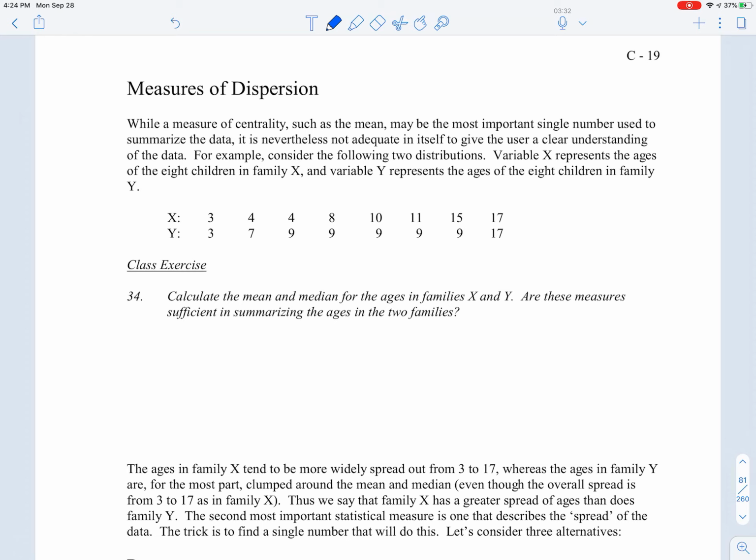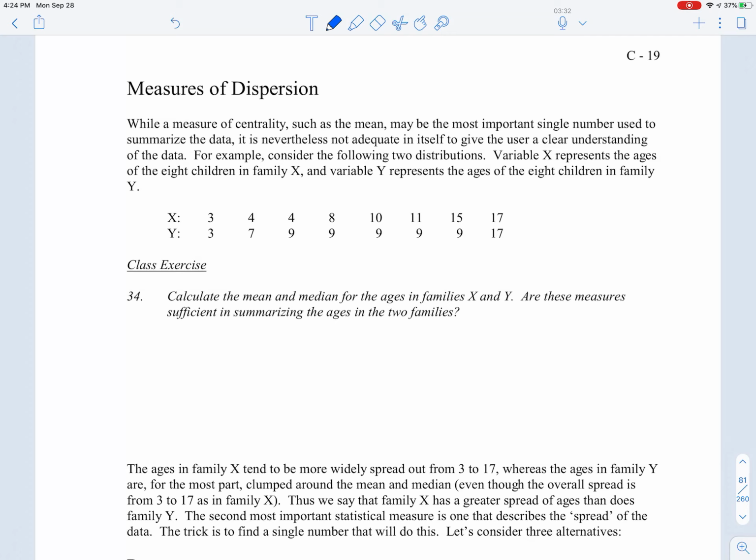And we'll be taking a look at two main measures and focusing primarily on the second one. I'll introduce also a couple of others that will just be briefly mentioned, but we won't do any calculations with them. So let's take a look at two families here. We'll call them X and Y, and they've got 9 kids. And these are the ages of the kids.